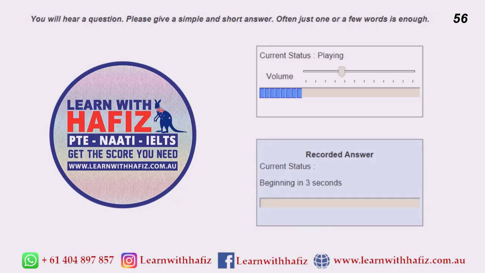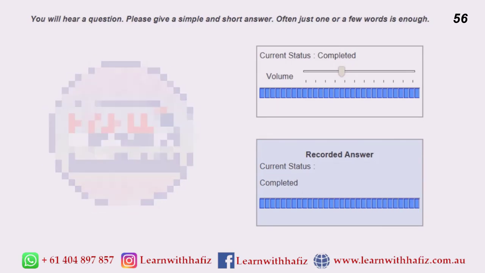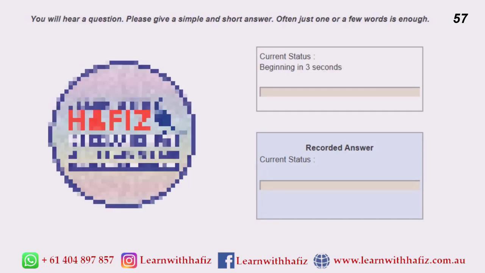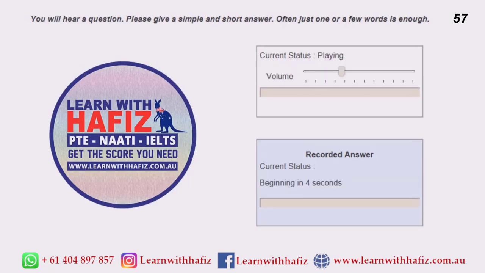What is more fuel efficient, car or truck? Correct answer is. What is the title of a newspaper called?